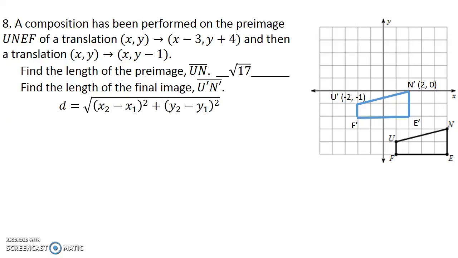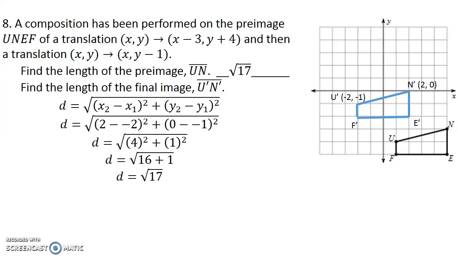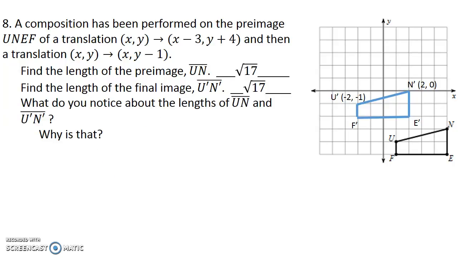I'm going to take my x coordinates of -2 and 2. I'm going to take my y coordinates of 0 and -1, and I'm just going to evaluate them, and hey, look at that. I got the exact same answer. The question now is, what do you notice about these? Why is it the same answer, basically?